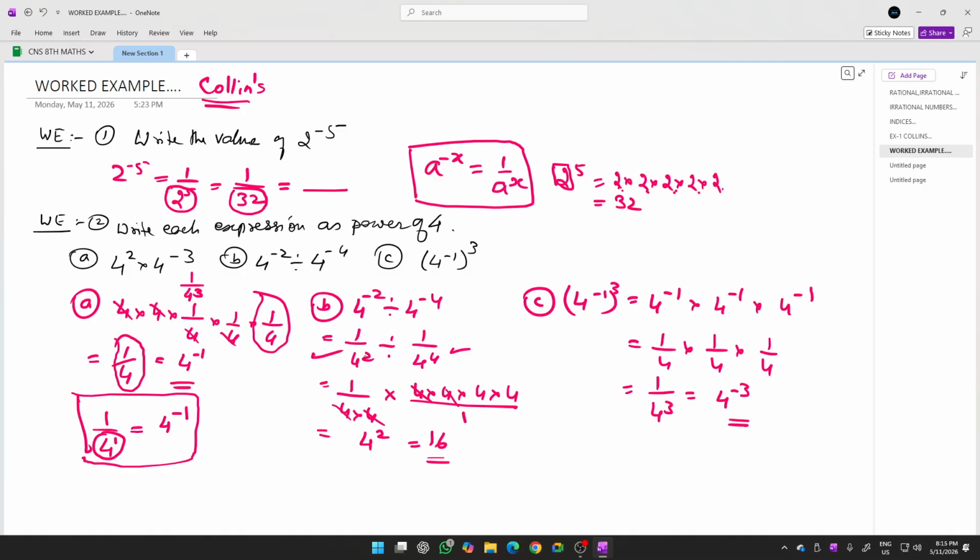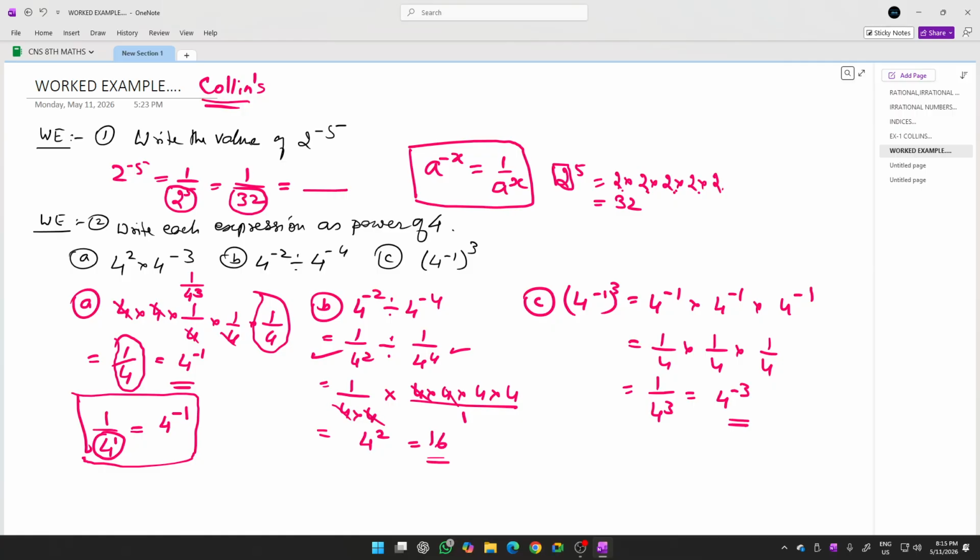Now 1 upon 4 raised to 2 I will write as 1 upon 4 into 4. And this division sign I'll convert into a multiplication sign, and this 4 raised to 4 will go in the top and 1 will come in the bottom. 4 raised to 4 will become the numerator and 1 will become the denominator. So 4 raised to 4 can be written as 4 into 4 into 4 into 4 in the numerator. After converting this division into multiplication, the numerator goes into the denominator and the denominator comes in the numerator. That is why it becomes this way.